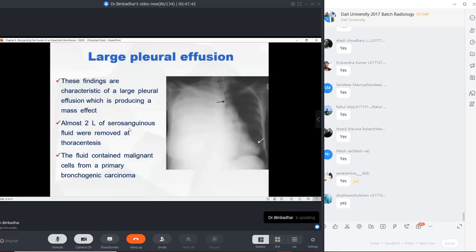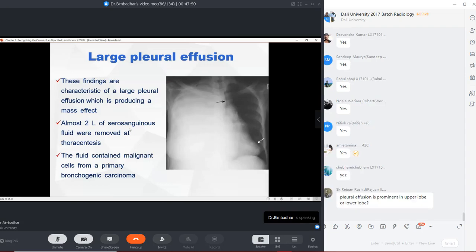Two days ago, somebody was showing me an X-ray and asking me to analyze the pleural effusion. Did that guy understand now what exactly I'm talking about? See, that's a good question, Rejwan.